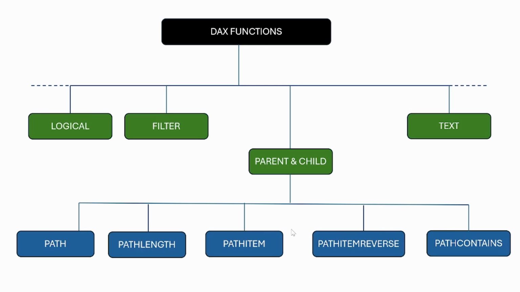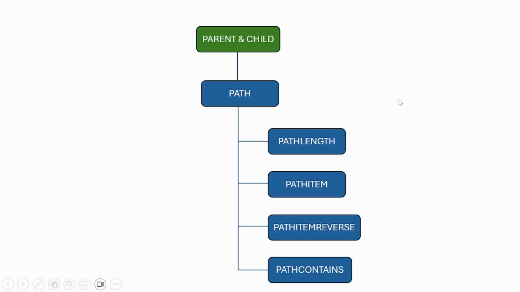Although these are 5 different DAX functions, I would just like to mention that there is a dependency among them. You cannot use, for instance, PATHLENGTH, PATHITEM, and the other two alone. You need to have the DAX function PATH already used in your data model in order to tap into these 4 DAX functions. Now, what's the use of these DAX functions? We are going to switch to Power BI for the demo.